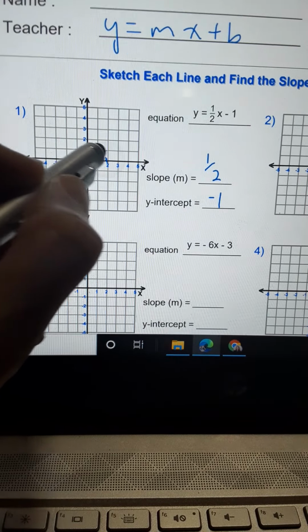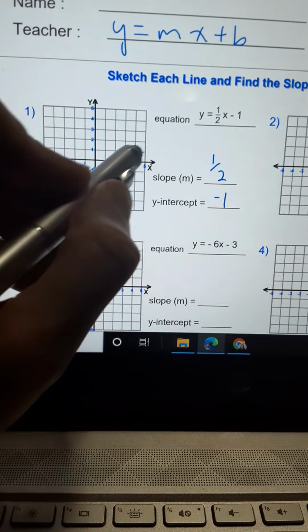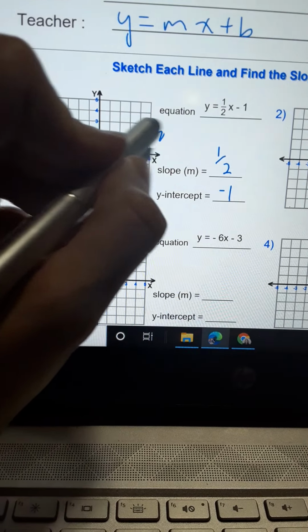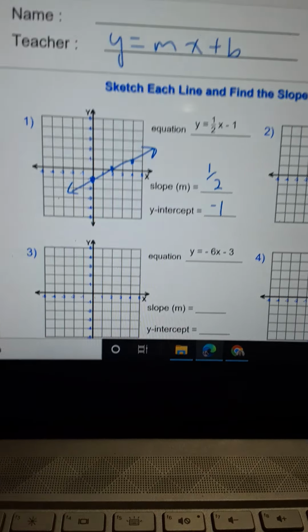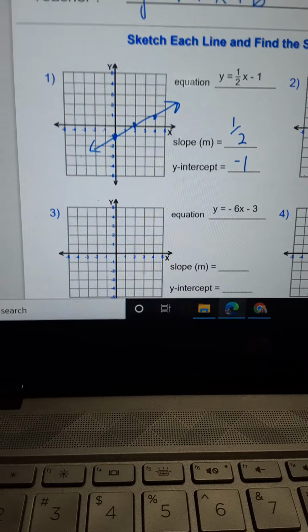And if you wanted to make another point, you could. Rise 1, run 2. So there we go. And if you connect these points, which mine might not be great, as you can tell, that would be the graph for that equation. Now, let's look at number 3.